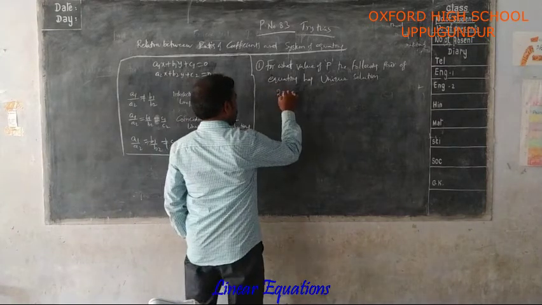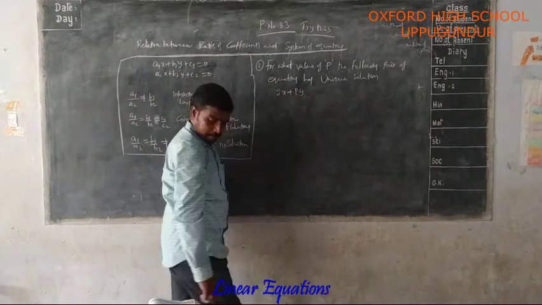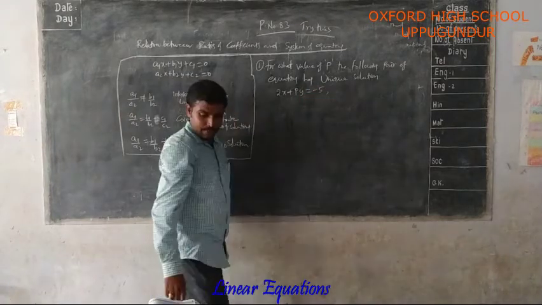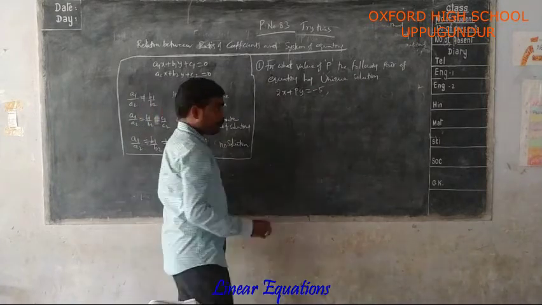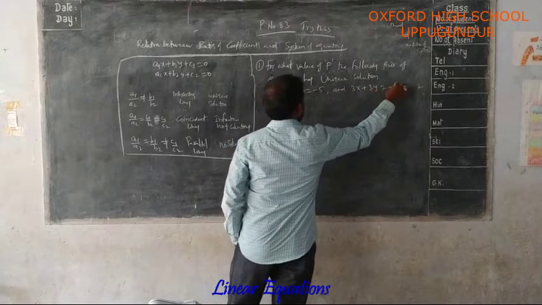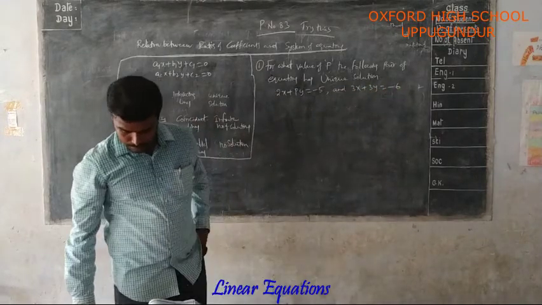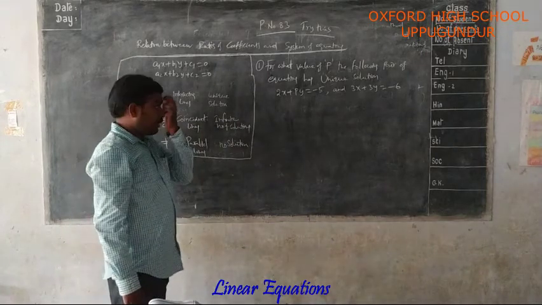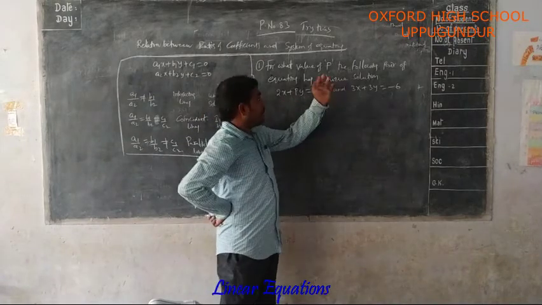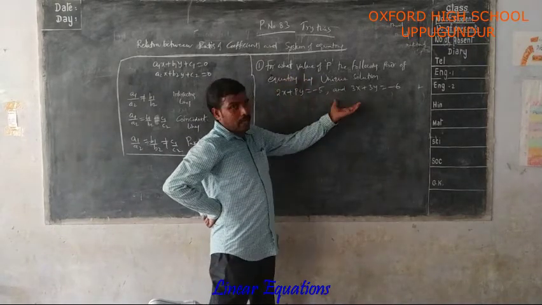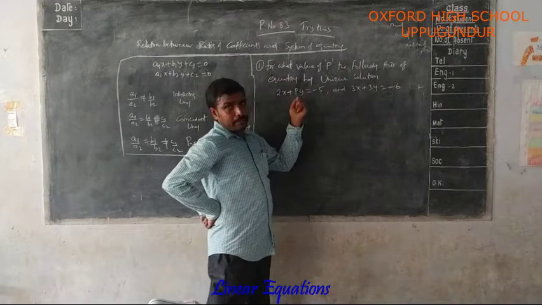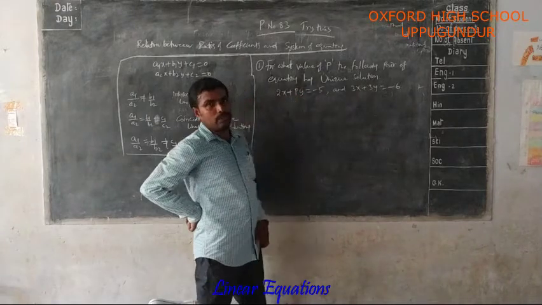The first equation is 2x plus py equal to minus 5. The second one is 3x plus 3y equal to minus 6. These are the pair of equations they gave. And what is the condition they gave? These pair of equations have a unique solution. Here you have to find the unknown coefficient p value.